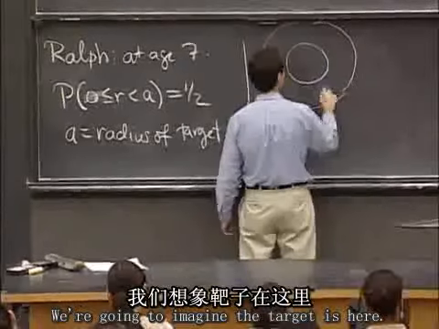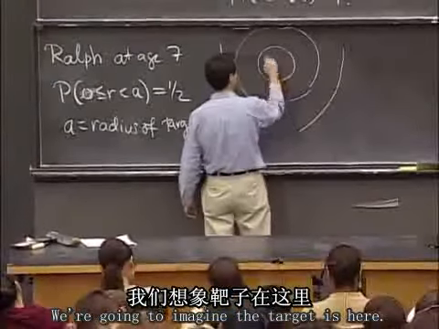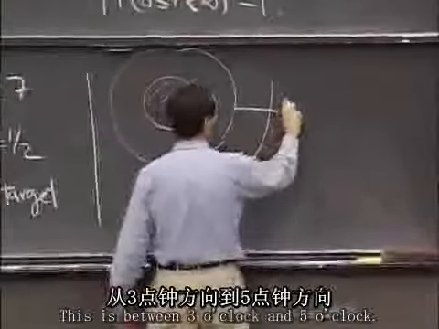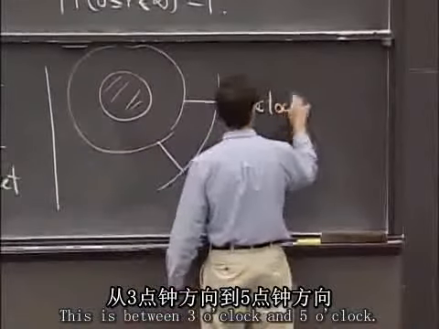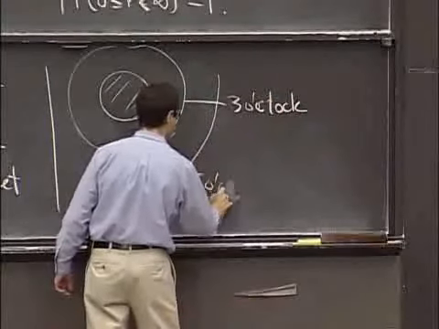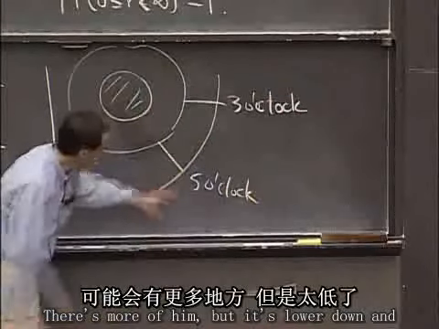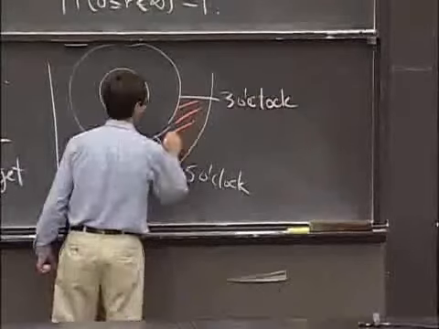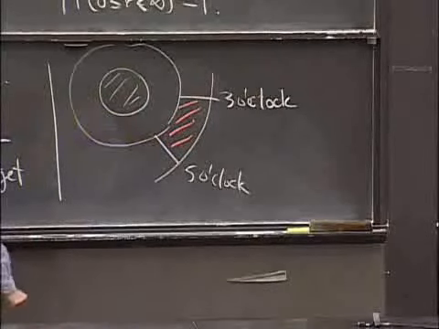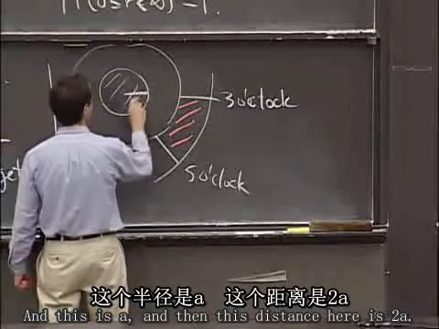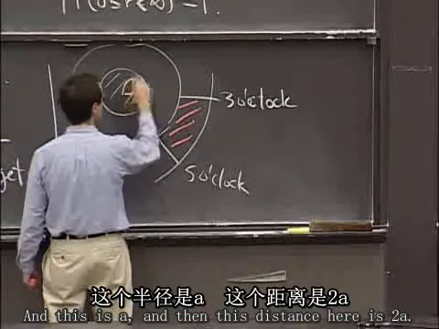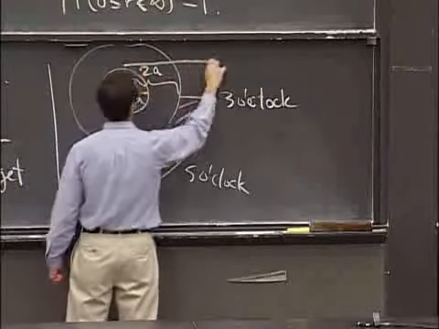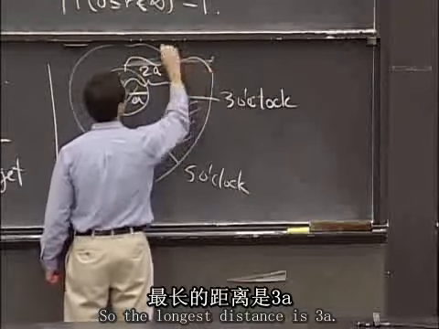We're going to imagine the target is here, and the kid is standing, say, between, so we'll just do a section of this. This is between 3 o'clock and 5 o'clock. There's more of him, but it's lower down and maybe negligible here. So this section is the chunk that we want to see about. And this is A, and then this distance here is 2A, and then the longest distance here is 3A.